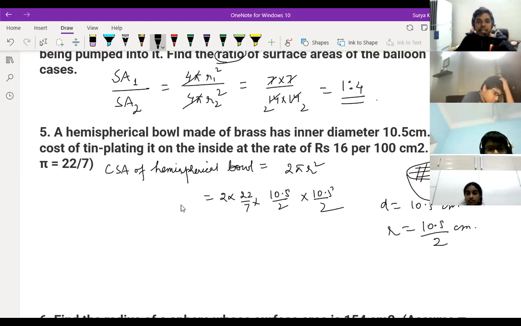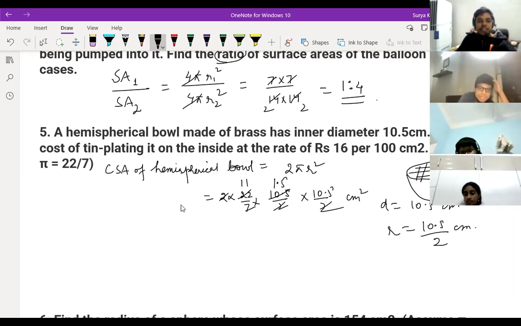If you want, you can directly do it this way, I think it is easier. So 7 and 10.5, 2 get cancelled, and 2 and 11. So no need to multiply. Don't multiply right now, children. CSA you keep as it is, in centimeter square.